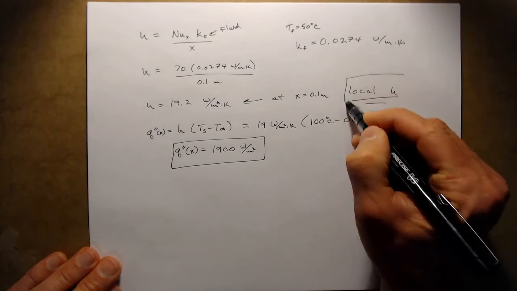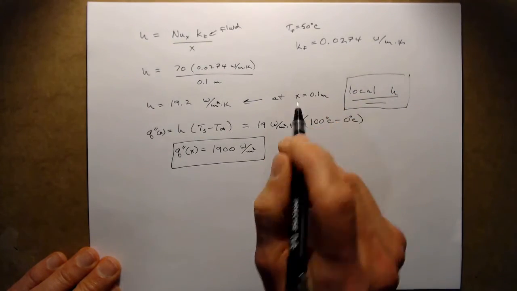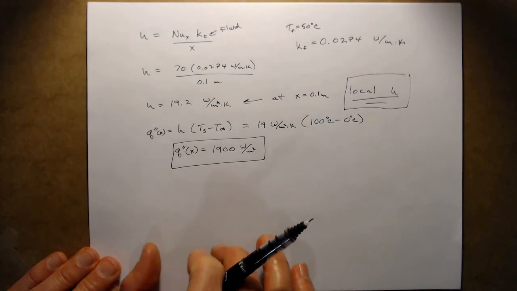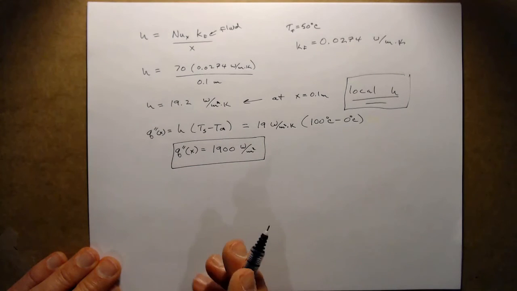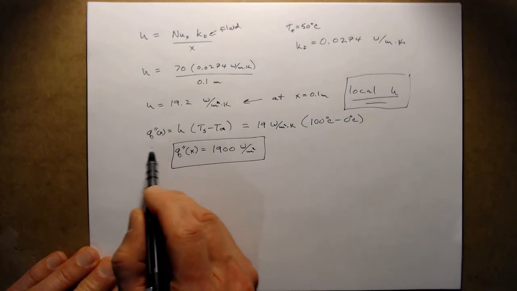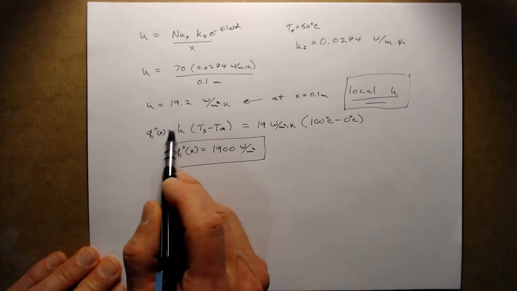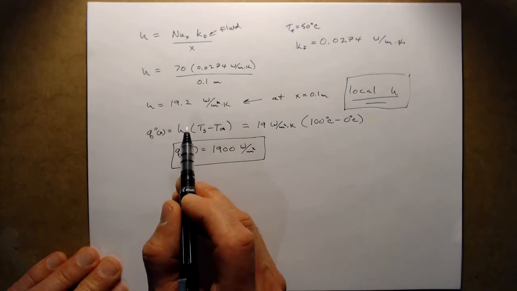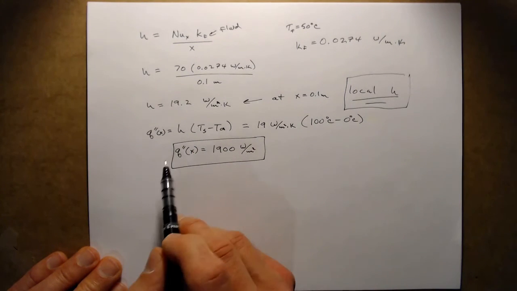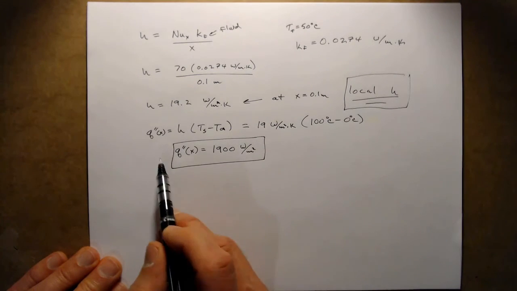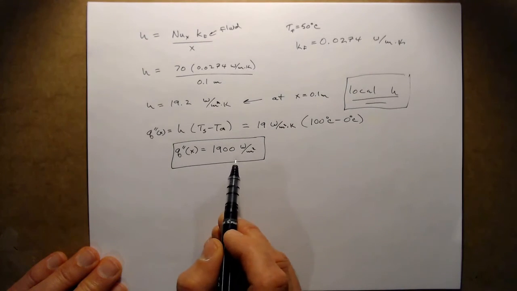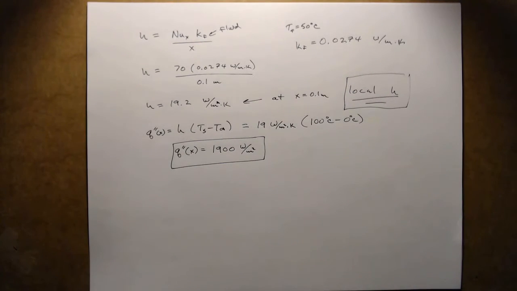Specifically, that's the local h. Remember, that's at a position of x equal to 0.1, 10 centimeters from the leading edge of our plate. So once we have the heat transfer coefficient, we wanted to find the heat flux. So we're just going to take that heat transfer coefficient, again local at this specific position, multiply it by the temperature difference between the surface and the free stream, and arrive at a heat flux. In our case, this would just be about 19 times 100, or 1,900 watts per meter squared.